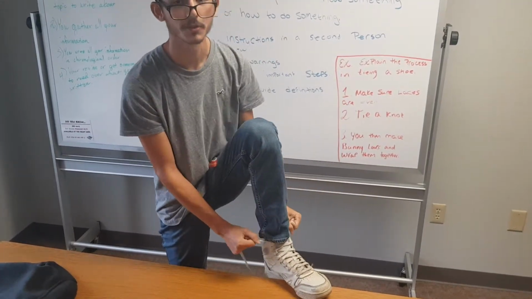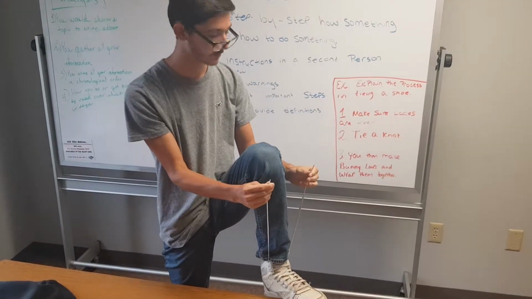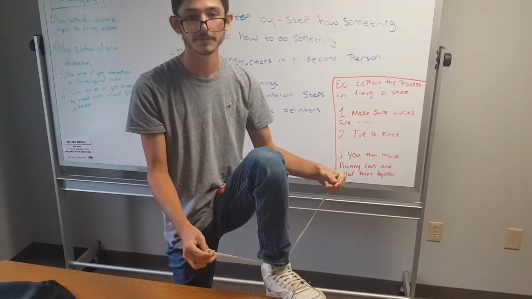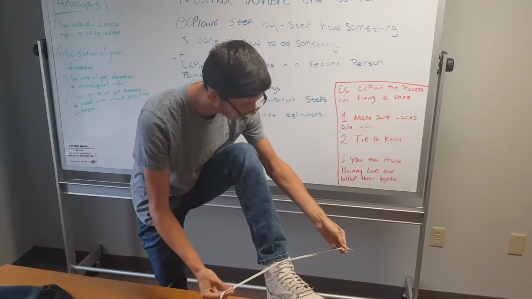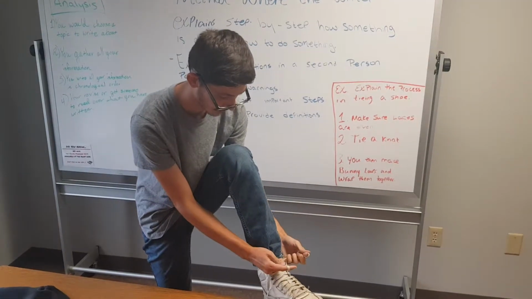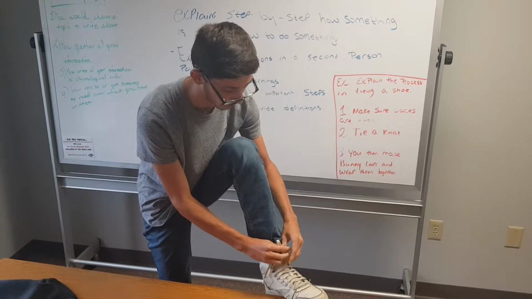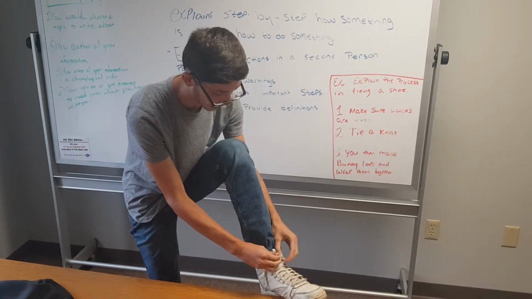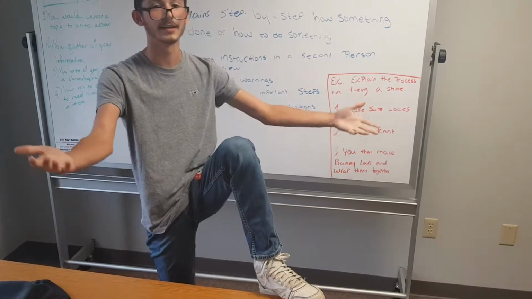First, make sure your laces are even. My laces are even. Second, tie them on. Kabam, not tied. Third, you then make two bunny loops and then put them together and pull it through. And bam, not tied.